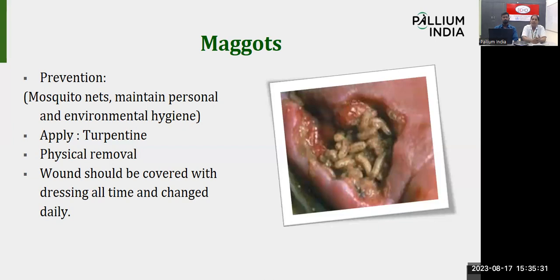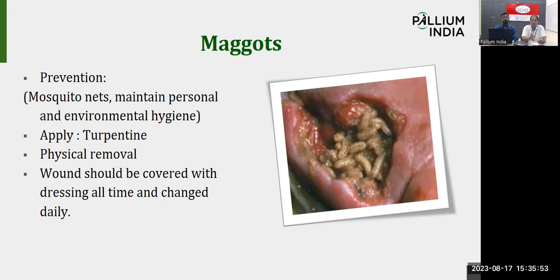And how can we treat it? By applying turpentine. A dressing or gauze can be soaked with turpentine, and that soaked dressing can be placed in the wound area. Because of that smell the maggots will come out, and we can remove them with artery forceps, right?